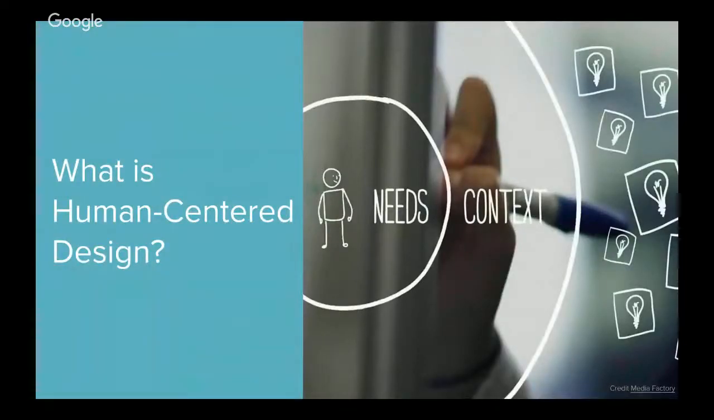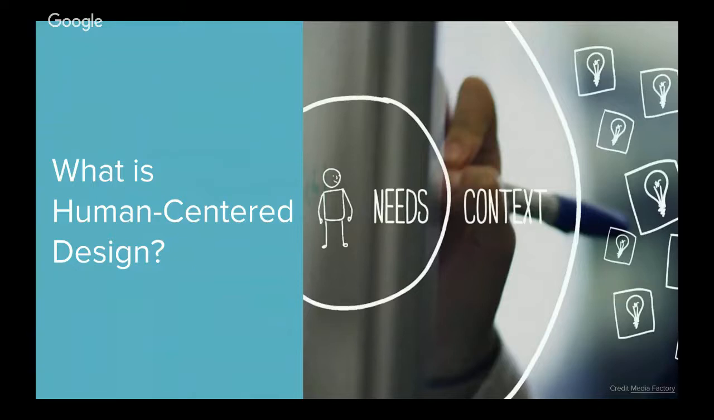So what is human-centered design? Human-centered design means that instead of jumping in directly to the build process, we pause a little bit in the beginning. And we go directly to the user, and then we employ a lot of empathy techniques to understand really what our users' needs are, what their motivations are, and what their ultimate goals are. We do this first because it produces better products.